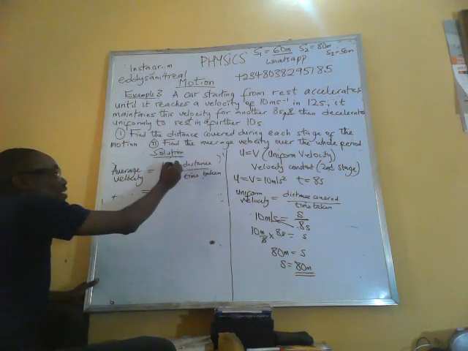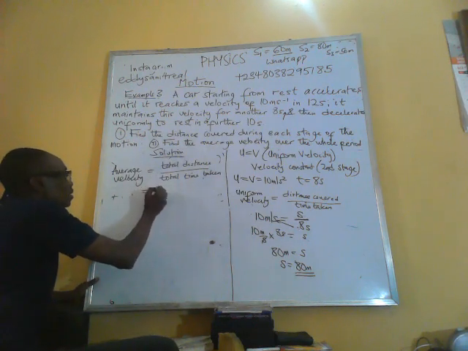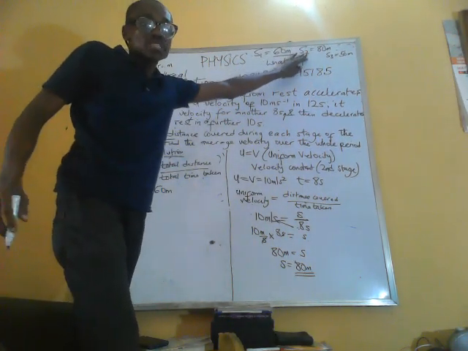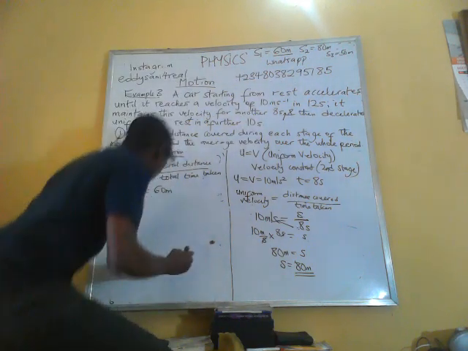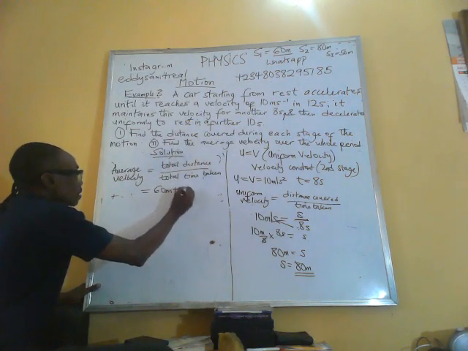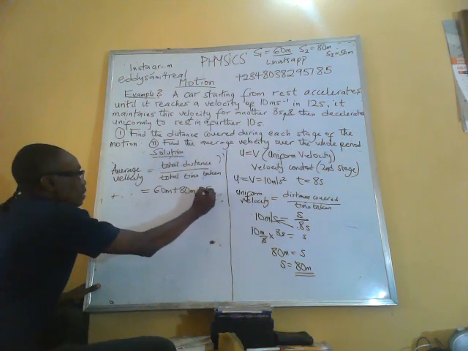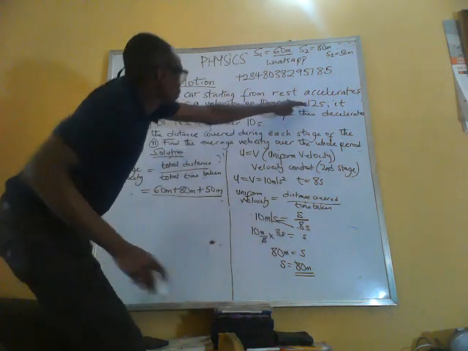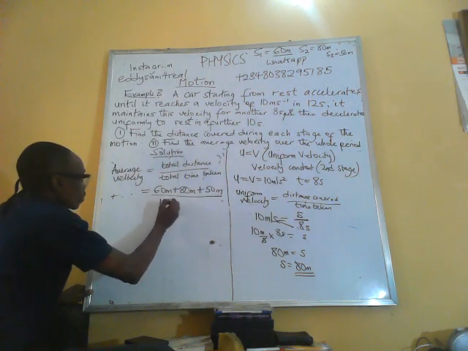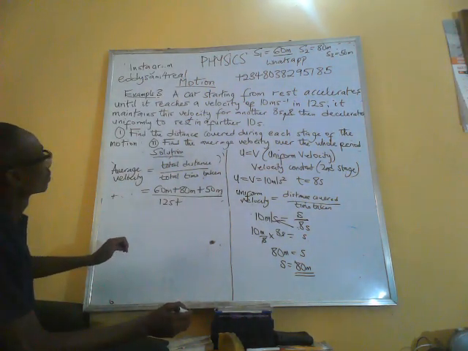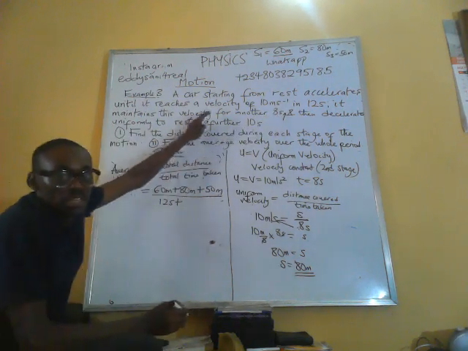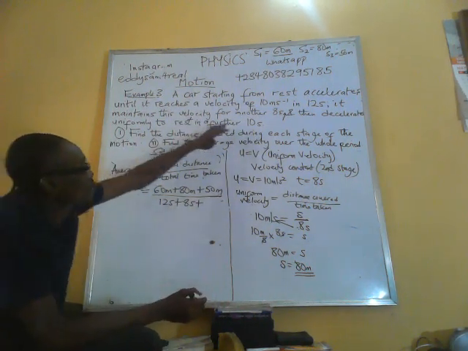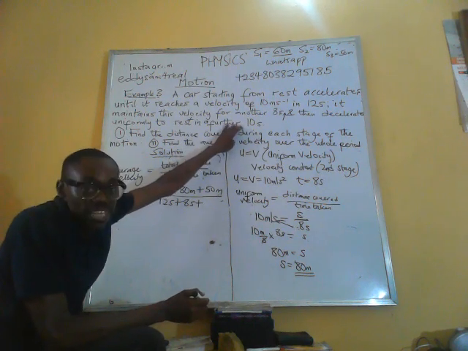Now, for the total distance we are going to add all the distances together. The first part of the journey was 60 meters, the second part was 80 meters, the third part was 50 meters. So we add 60 meters plus 80 meters plus 50 meters, over the total time taken. The first part of the journey took 12 seconds. The second part took 8 seconds; the body moved with uniform velocity for 8 seconds. The last part, the body decelerated to rest in 10 seconds.